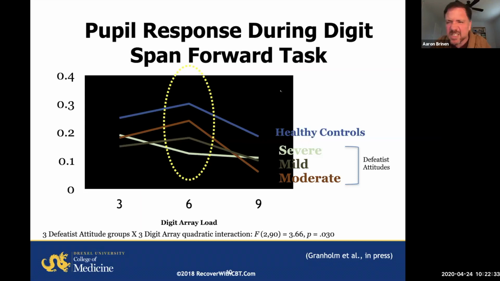So 3 digits is no big deal. It's pretty easy, right? 4 digits is a little bit of effort. By the time you get to 6, 7 digits, it's making your brain work. And so the hypothesis of avolition is that people don't exert any effort. But what Granholm finds is that the individuals with the defeatist beliefs all exert some effort initially. But where the healthy controls continue to exert effort, the individuals with defeatist beliefs poop out earlier. They stop exerting energy earlier.